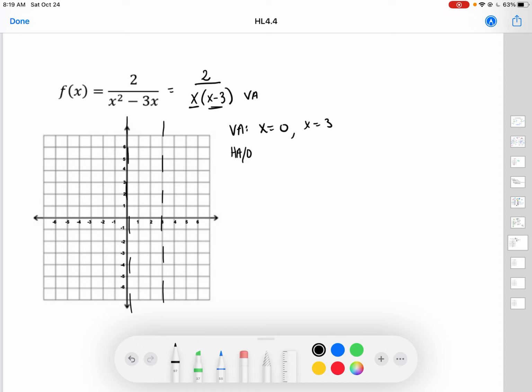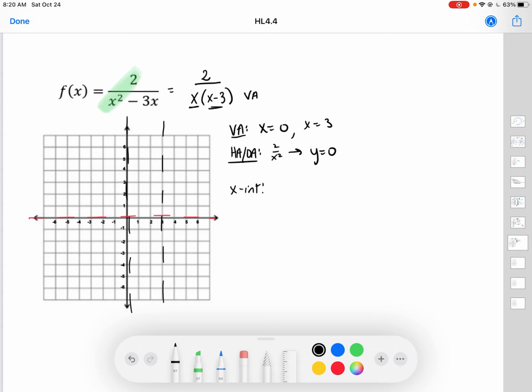Let's go to our horizontal or oblique. So if I divide 2 by x squared, it doesn't simplify. There's still an x in the denominator, so that's the example where y is equal to 0. I should use a different color. So there's that. Now, because there are two vertical asymptotes, we're actually going to have 3 curves, because there's like 3 parts of the graph.